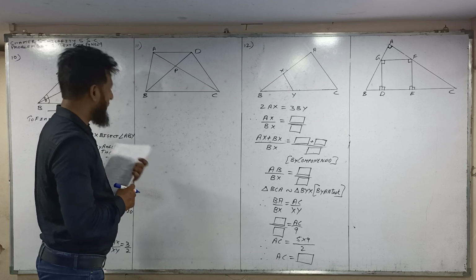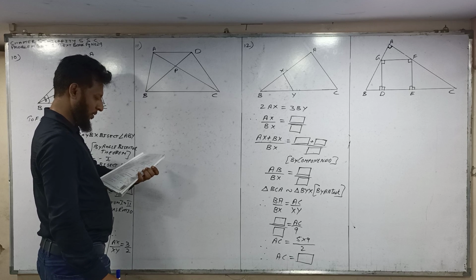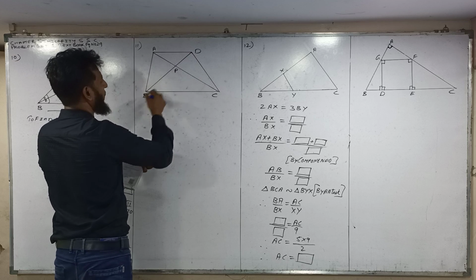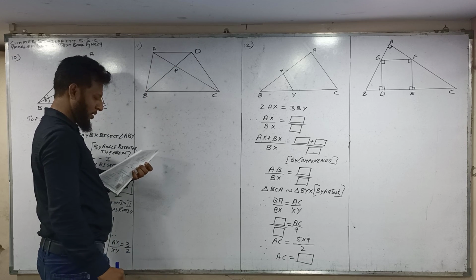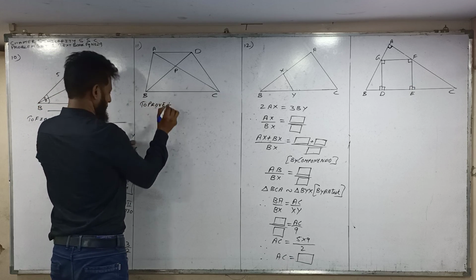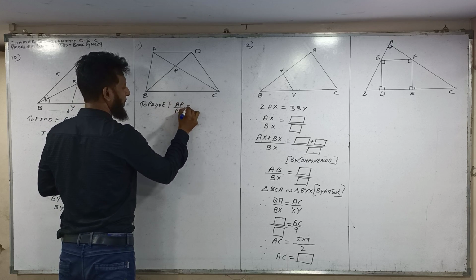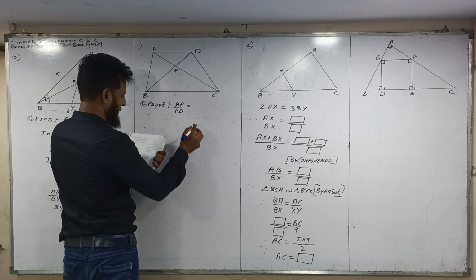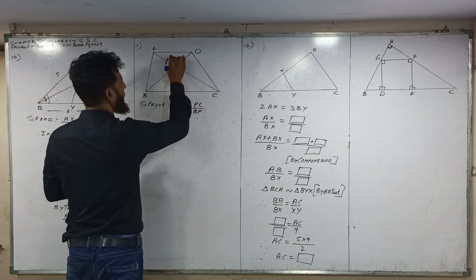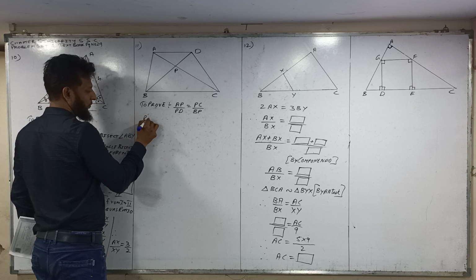Question number 11. ABCD, AD parallel to BC, and diagonals AC and BD intersect at point P. Then you have to prove AP upon PD is equal to PC upon BP. So in this, first we'll prove these two triangles similar.